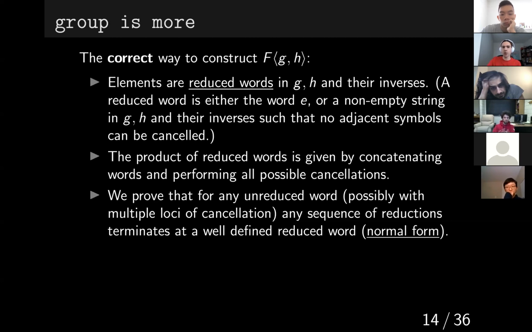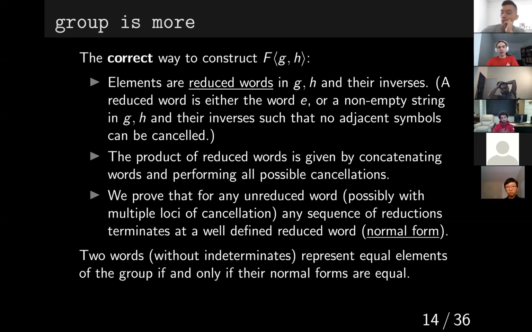And that's called a normal form of a word. So in order to give a good construction, you show this property. What does this property imply? It implies, for example, associativity of the product, where you can just put three words together and then cancel in any order. It's the same as though you were handling all the cancellations at the first locus or at the second locus first.